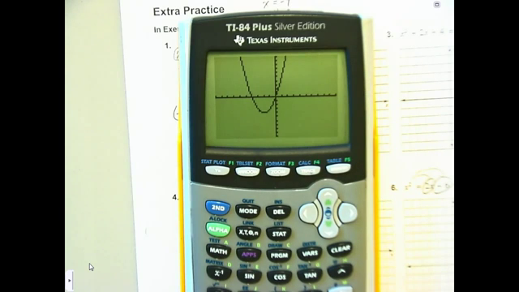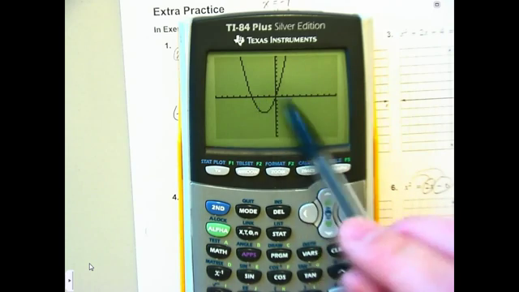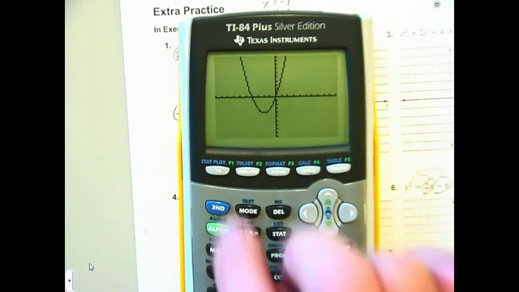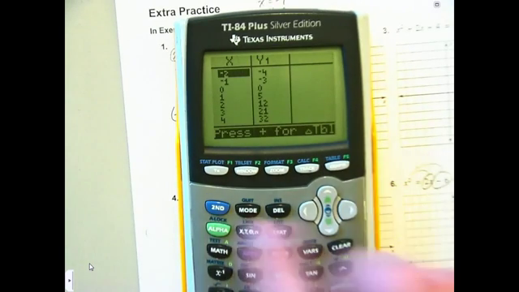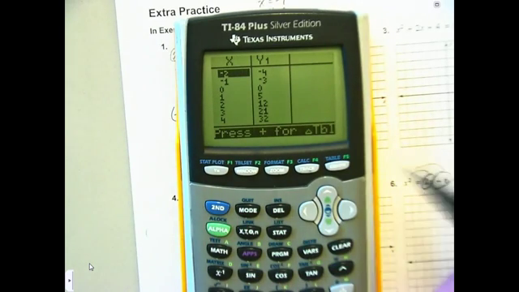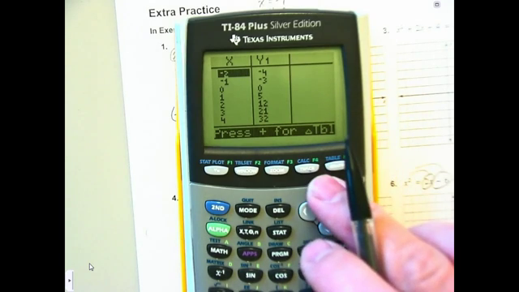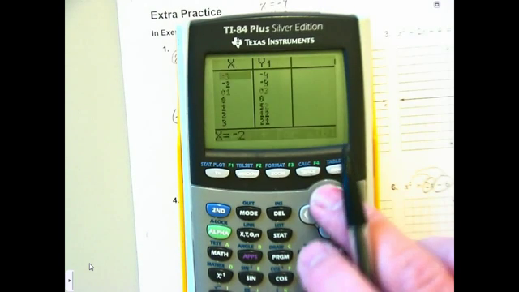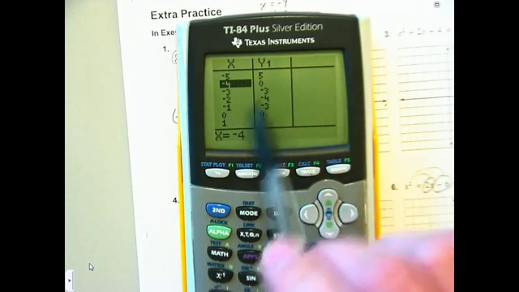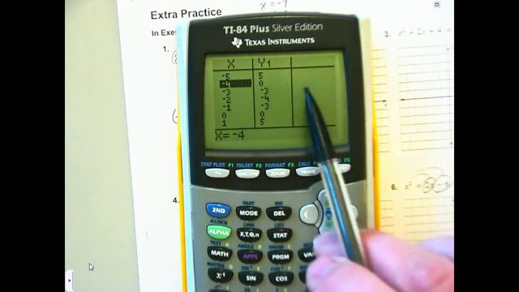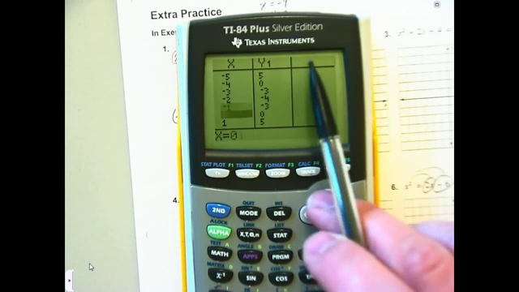Okay? Please note, if I want to see the table for this, so I can see what the x-intercepts are, ladies, we go second graph, we go to our table feature. I did it right. Okay? And the x-intercept is when y is 0. Notice we got negative 4, 0, and we have 0, 0. Both of those values. Those are our x-intercepts.